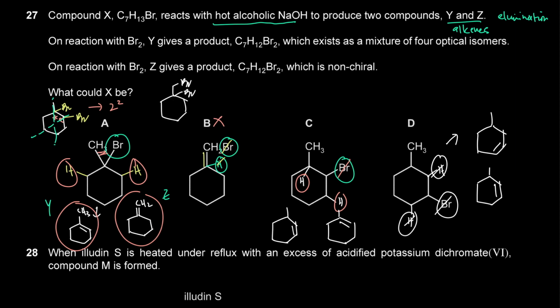This carbon atom is not a chiral center, because there is a line of symmetry through this carbon. So this is not an asymmetric carbon atom. The groups on either side of this line are the same, so this is not a chiral center. Chiral centers have to be asymmetric. So the answer is A. Y gives a mixture of 4 optical isomers, that's 2 squared, and Z gives a product which is non-chiral.